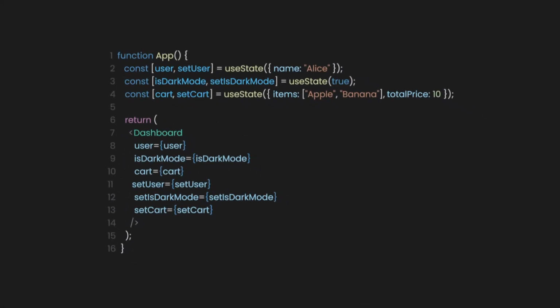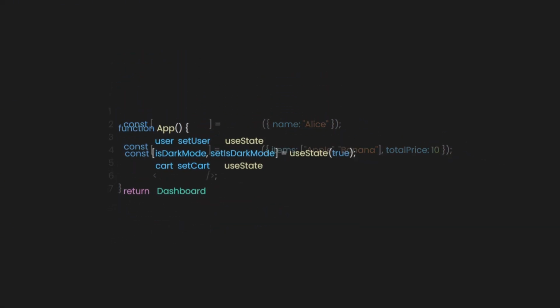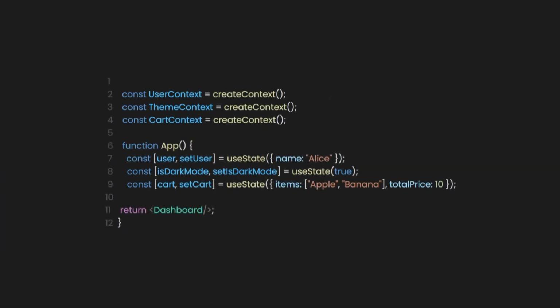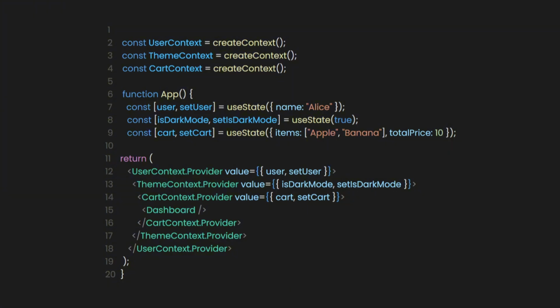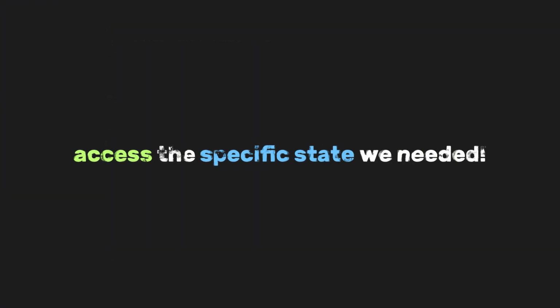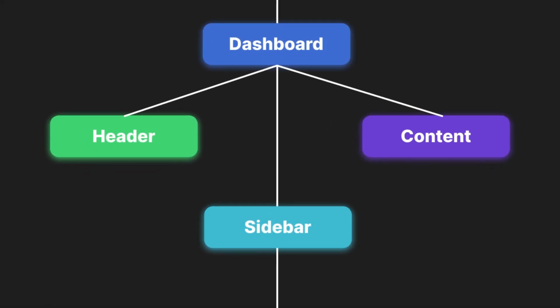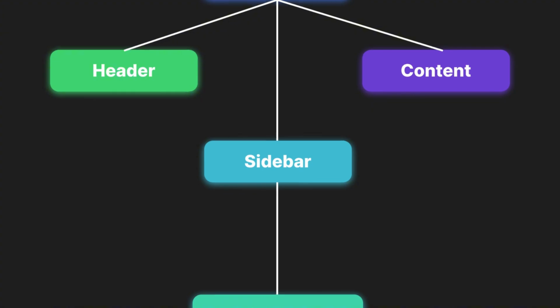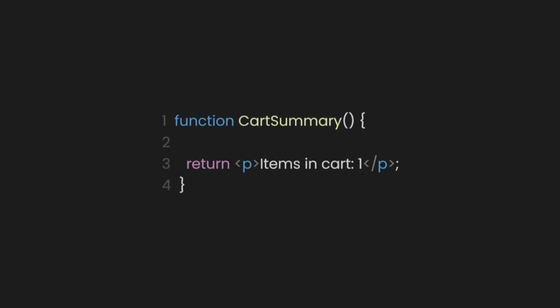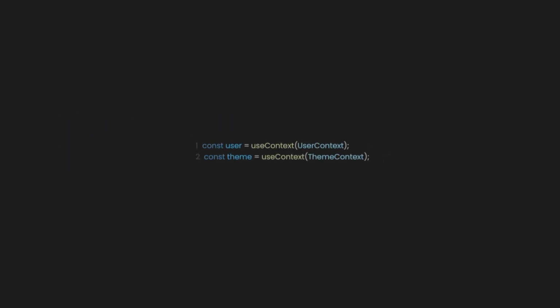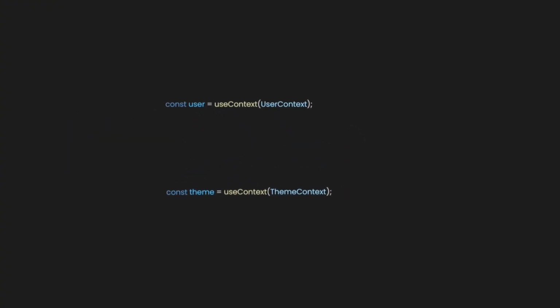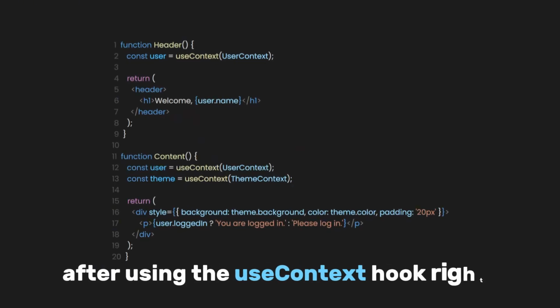Let's go back to the previous code for the app and remove the props in the dashboard. Then create 3 contexts for each state: user context, theme context, and cart context using createContext. Next, wrap the dashboard with each context and use a provider to store the state values so that we can access them later on. Now that we set up the context, we can easily access the specific state we need. For example, previously, to get the state for the cart into cart summary, we had to pass it through the dashboard, then the sidebar, and finally, to cart summary. But with cart context, we can simply access the context using useContext, store it in a variable, and use it directly in cart summary. The same applies to user context and theme context and other components, like the header and content. Isn't it much better and cleaner after using the useContext hook, right?